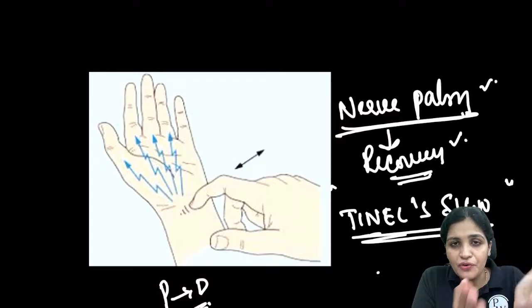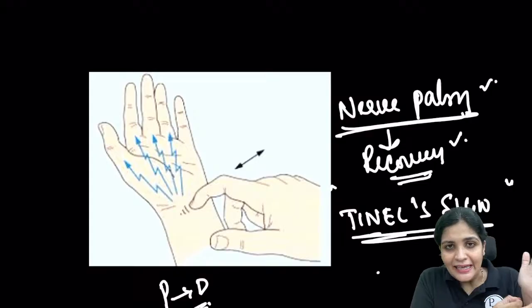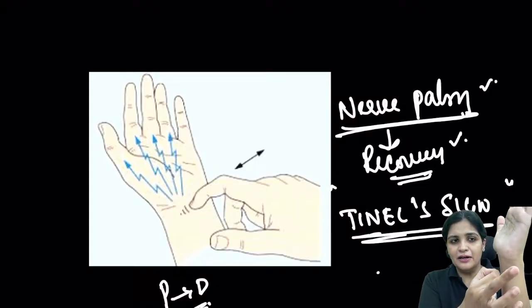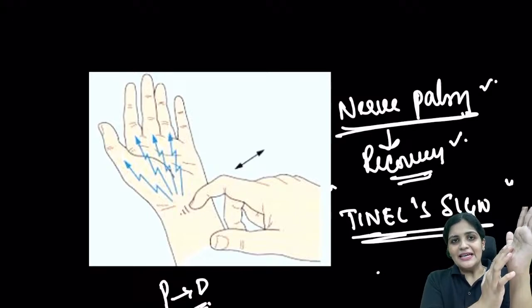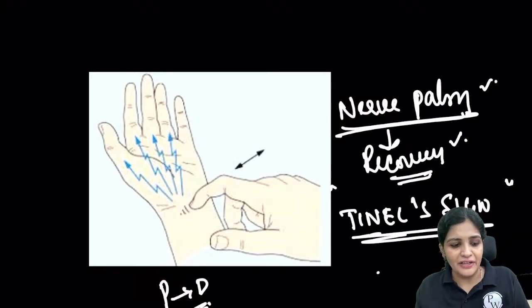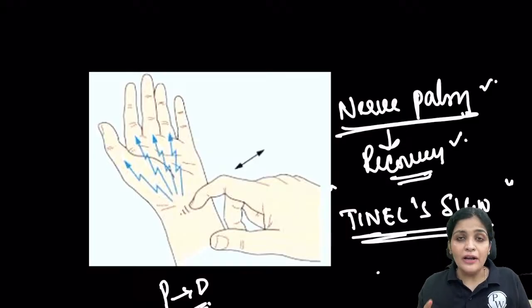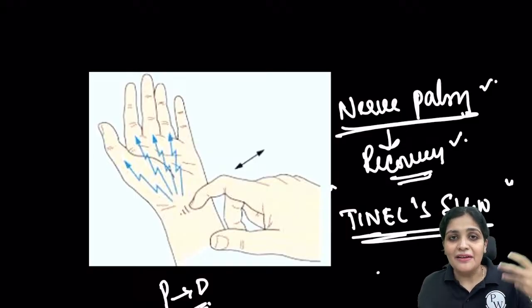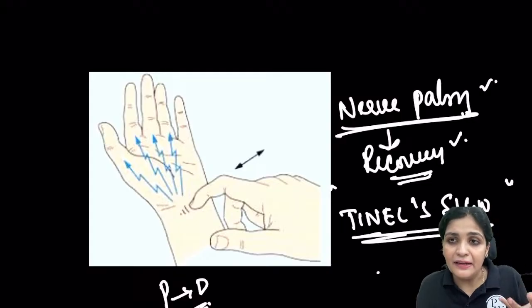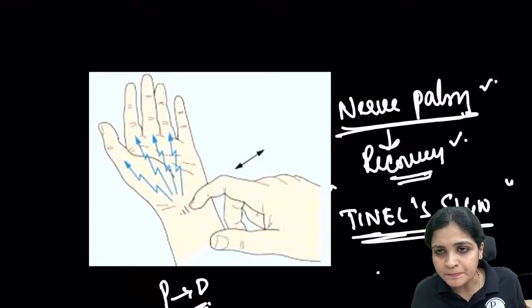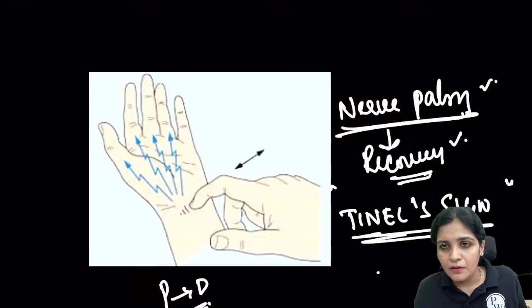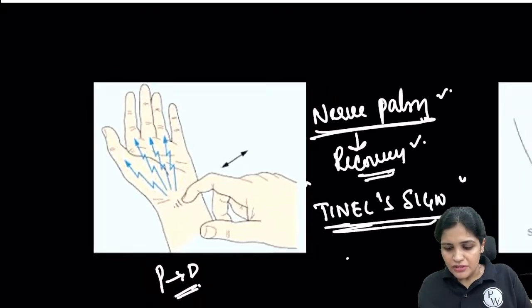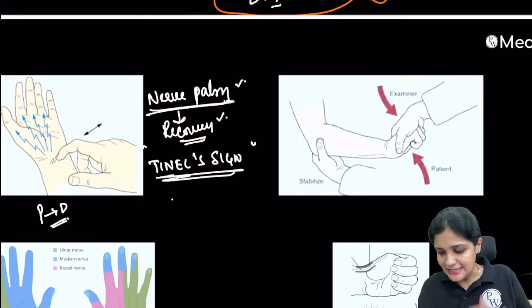So for example, if it is a median nerve palsy and we tap in the area of the median nerve like this, we just give a tap like this. You can see there is a sensation, tingling, numbness over that particular 3.5 fingers, right? So that is called your Tinel sign. Whenever the Tinel sign is positive, that means recovery is happening in that particular nerve. Clear? So this is an example of the Tinel sign.